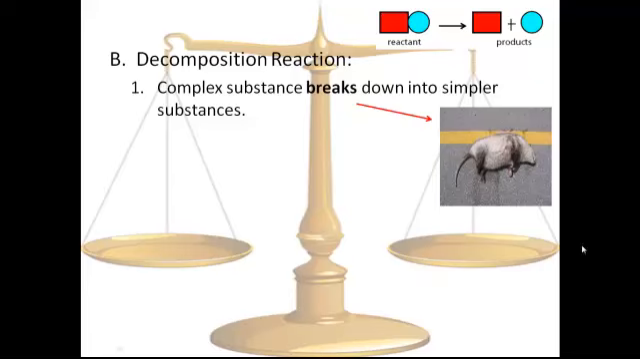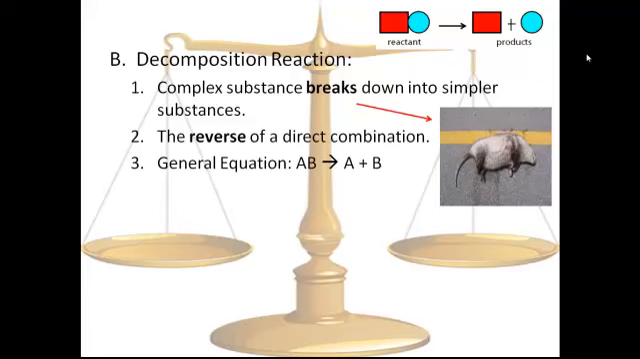The next kind of reaction is called a decomposition reaction. That's when you have something that breaks down into simpler stuff. So think about roadkill. You've got something breaking down into separate pieces. This is the opposite of a direct combination or a synthesis reaction. It's the opposite. So one thing breaking down into smaller things. And generally you've got AB breaking down into A plus B.